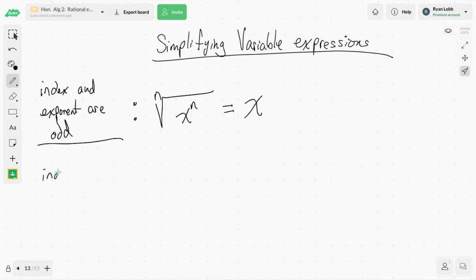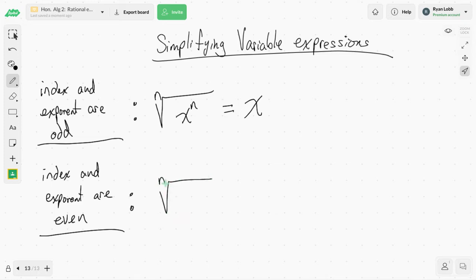However, when the index and exponent are even, right? So if they're both even, and you have the nth root of x to the n, then that is going to be the absolute value of x. Okay. And here, if we look at two examples, you'll see why I need the absolute value.